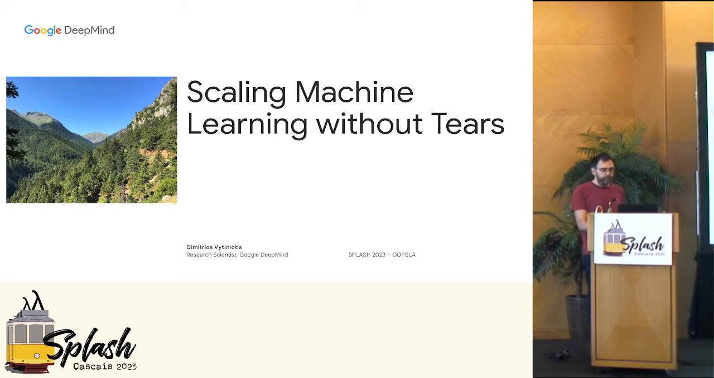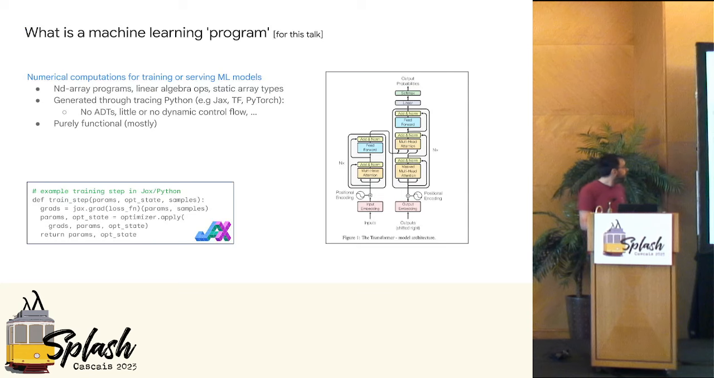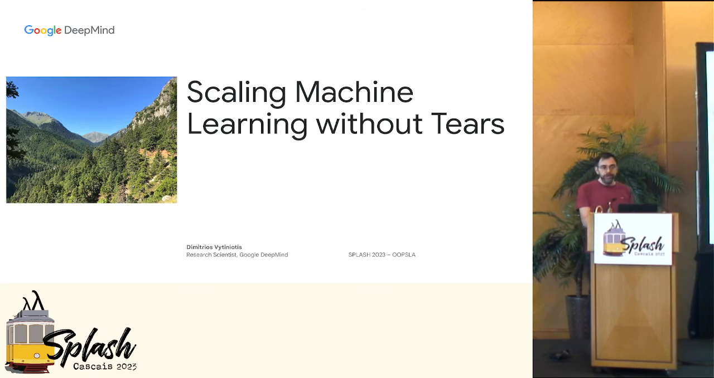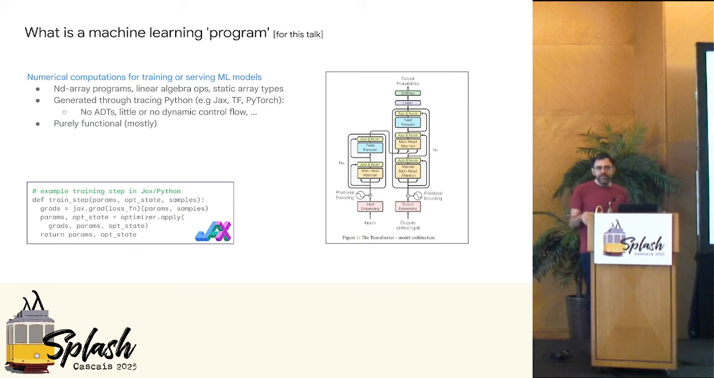So this is the work that we've been doing in DeepMind for the past several years, and it's about scaling machine learning models. We're going to start by talking a little bit about what a machine learning program is. For this talk, we refer to the numerical computations used for training or serving machine learning models. These are n-dimensional array programs. They consist of linear algebra ops. Typically, the types are statically known rank and dimension sizes, and these programs are generated through Python tracing.